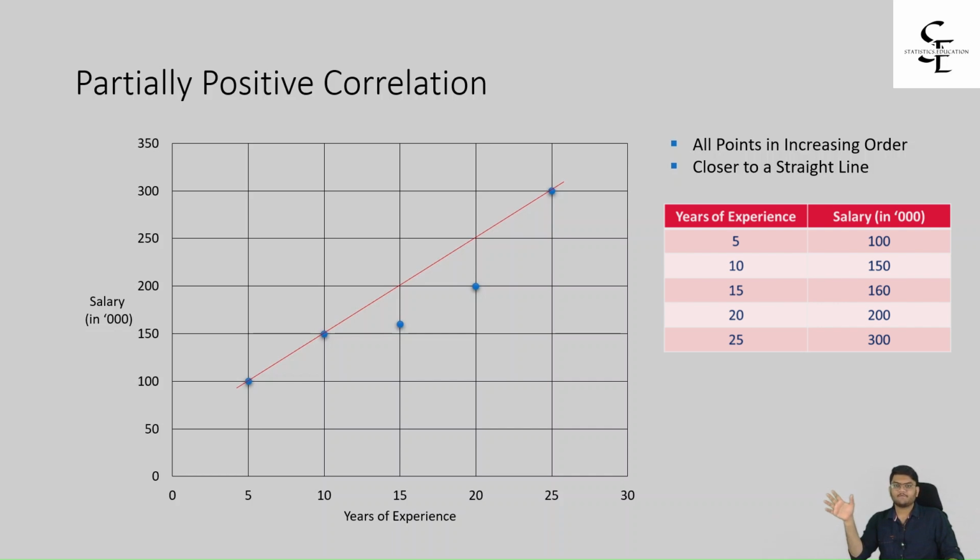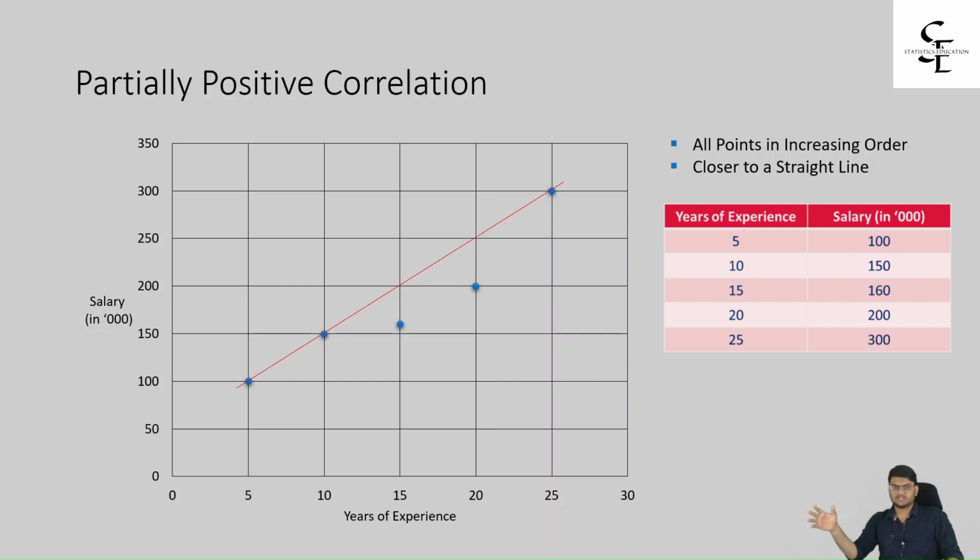Here on this graph, on the x-axis we have the years of experience and on the y-axis we have the salary in thousand. Here 5 years of experience earns rupees 1 lakh. Now 10 years of experience earns rupees 1 lakh 50,000 and 25 years of experience earns rupees 3 lakh.